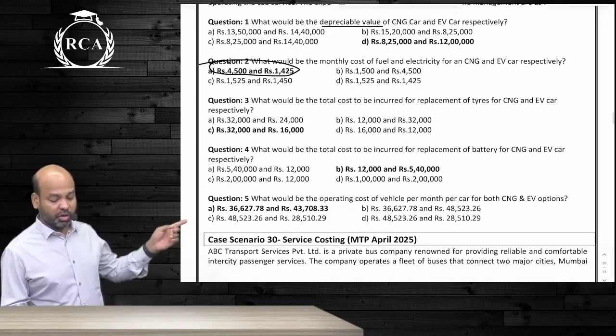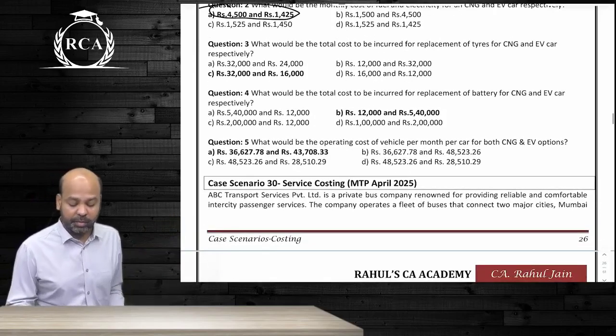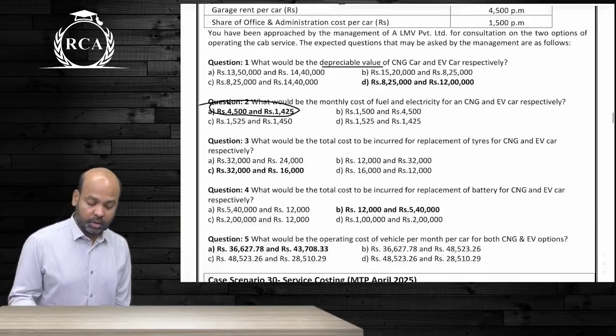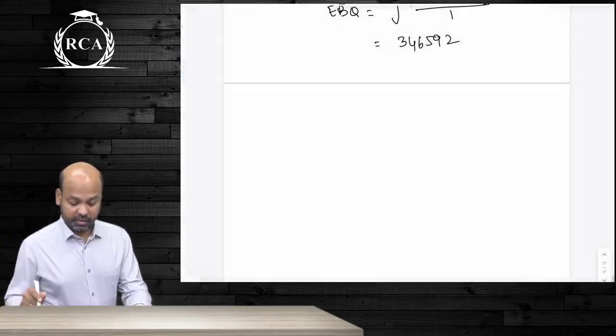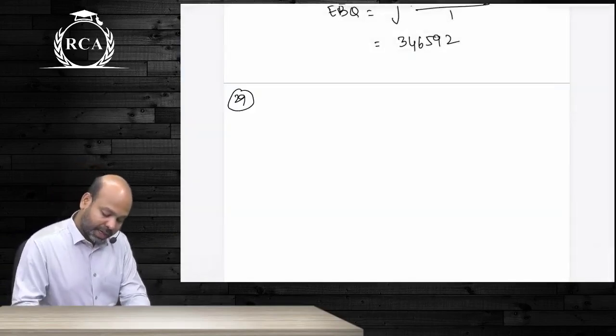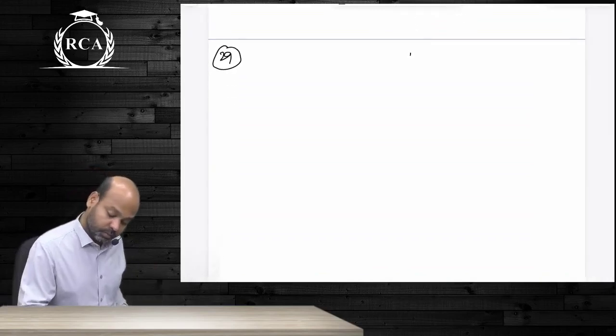What will be the total cost that you will be incurring for replacement of tires? What will be the total cost that you will be incurring for replacement of batteries? And then what would be the operating cost of the vehicle per month? Chalo, let us present the answer, guys. Shall we do it quickly? What is the important part of the question, understood, guys? Online students, I hope you are all solving, beta.